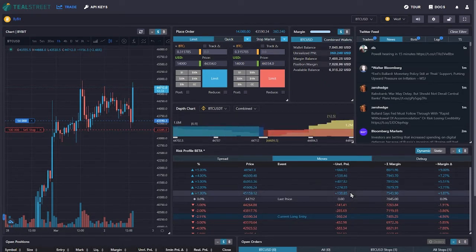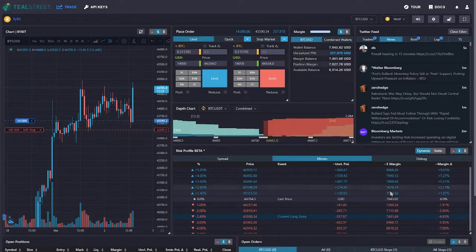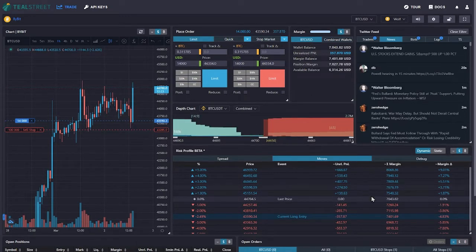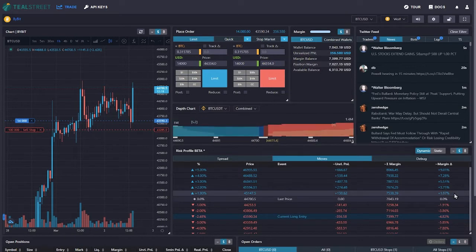45,136, and your P&L from dynamic mode, which is your P&L at this moment, will go up $138. If you continue across, that means your margin balance will be 75.38 and up 1.87%.